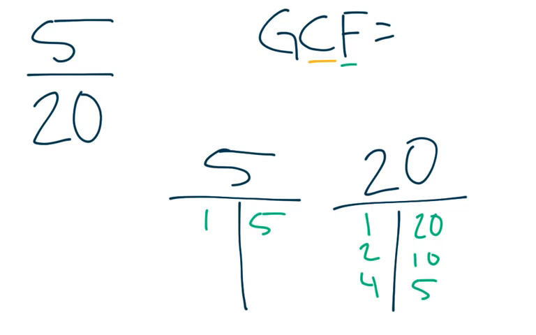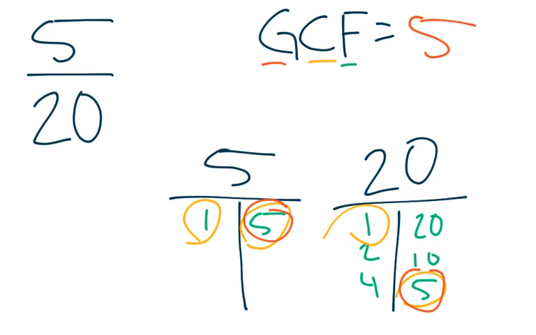Then I'm moving on to the common ones. So I see they have 1 in common, and they have 5 in common. So this one's pretty easy to figure out which one's the greatest. It would be 5. So our greatest common factor here is 5.